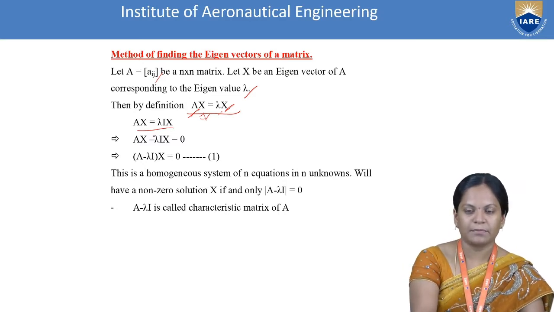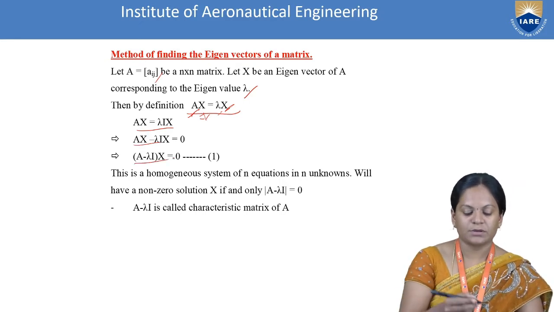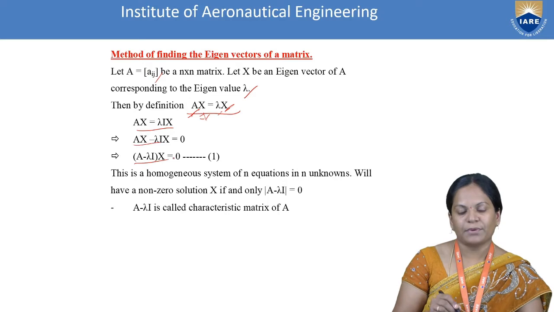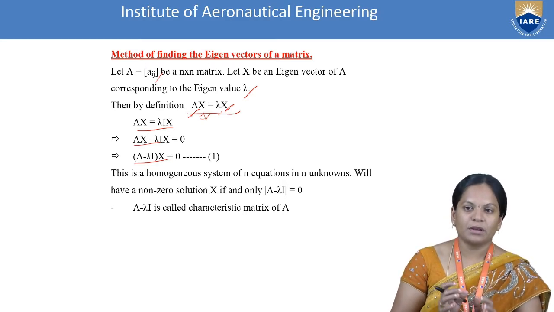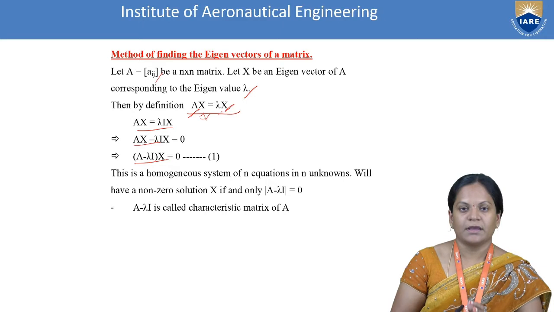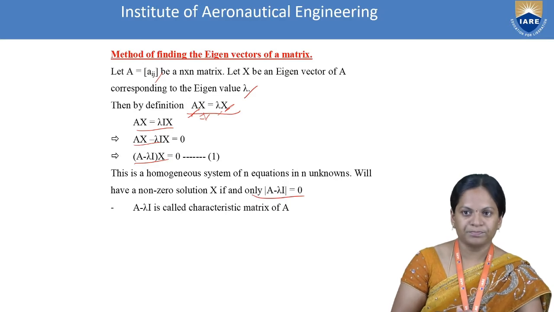So I am taking lambda I x. On the left hand side we get Ax minus lambda I of x. So I am taking x outside: A minus lambda into I, of x, equal to 0. This is a homogeneous system of n equations in n unknowns. We'll have a non-zero solution of x if and only if we have the condition determinant of A minus lambda I equal to 0.